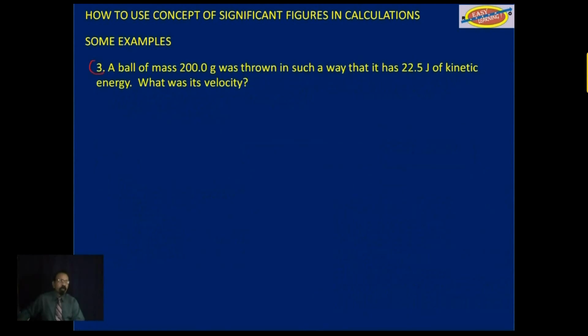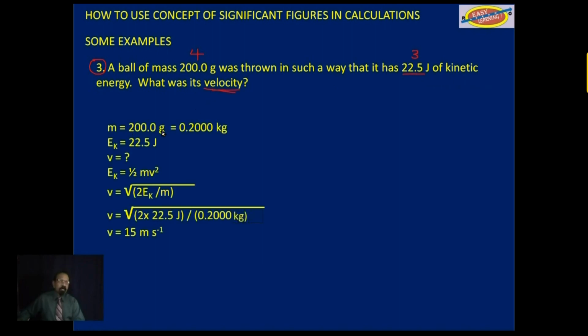Third example, a ball of mass 200.0 grams, note that has 4 significant figures, was thrown in such a way that it has 22.5 joules, 3 significant figures, of kinetic energy. What was its velocity? Well, we know that the mass is so many grams, so we need to convert it to kilograms by dividing by 1,000.